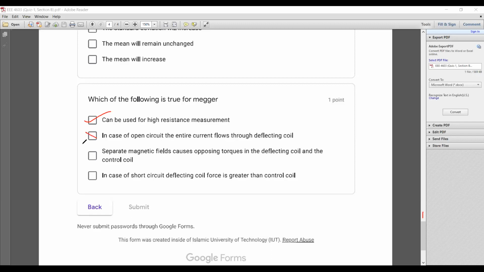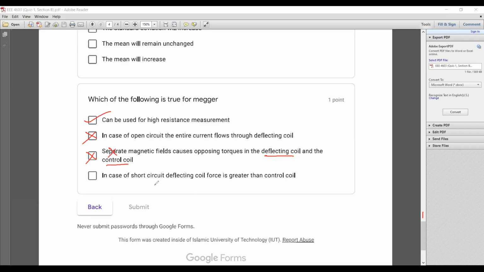This is wrong, because if you go back to the lecture or the article from the book, you will see that according to the construction discussed, in case of open circuit, most of the current will actually flow through the control coil. Now, separate magnetic fields cause opposing torques in the deflecting coil and the control coil. The torques produced by the two coils are opposing in nature. However, both the coils are placed in a common magnetic field, not in separate magnetic fields. So this option is also incorrect.